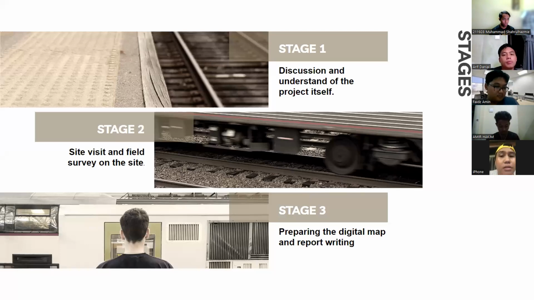Okay, thank you, Daniel. Next is our project stage. We have three stages in this project. First is stage one, which is discussion and understanding of the project itself. The second stage is we make a site visit and field survey on the site that we have to review. And on stage three, we prepare the digital map and report writing for this project. Next slide, please.